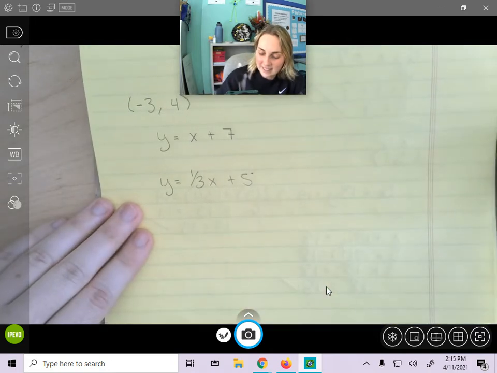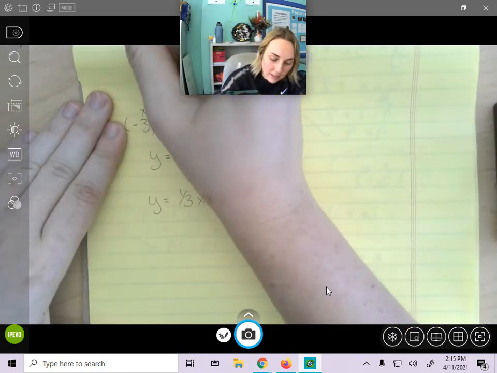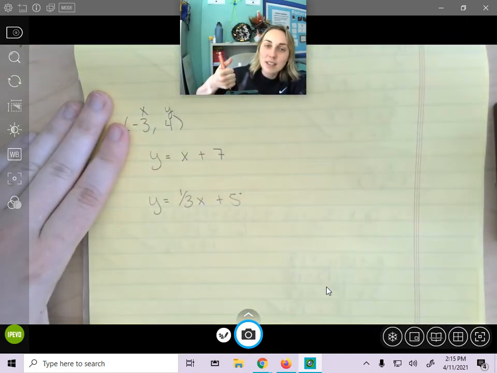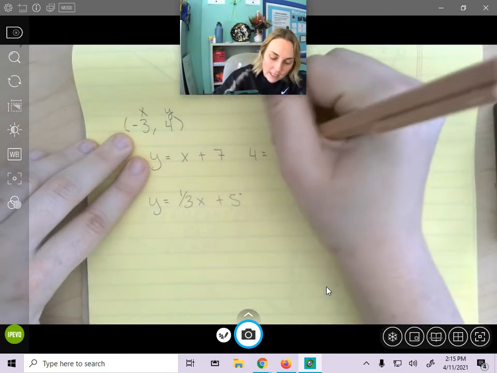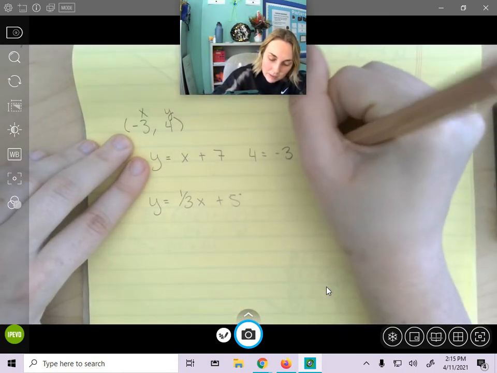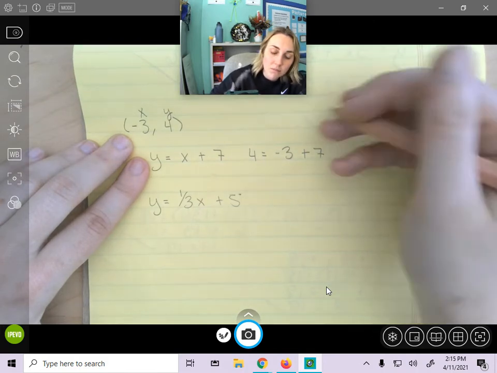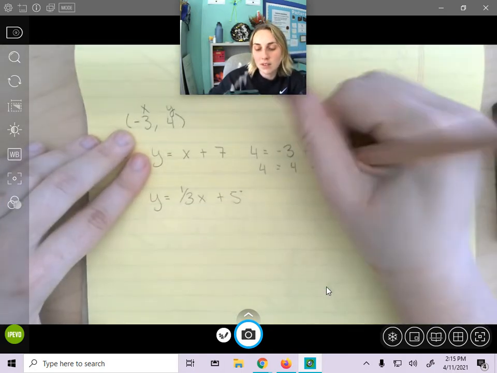Okay. So, alright. In my ordered pair, this is my x value, this is my y value. And I'm going to substitute it in both of these equations to make sure that it works out. So, my y value is 4. My x value is negative 3. I'm bringing down this plus 7. Negative 3 plus 7 is 4. 4 is equal to 4, so it works out.